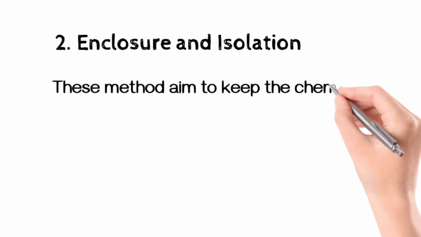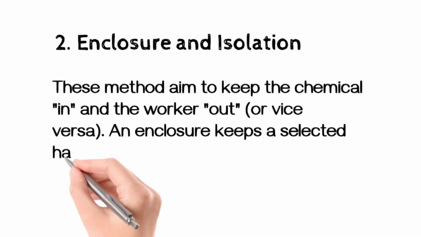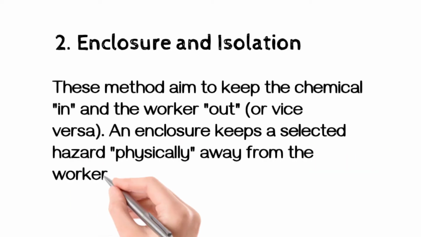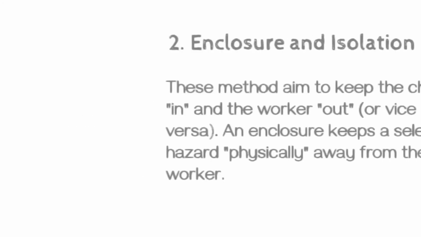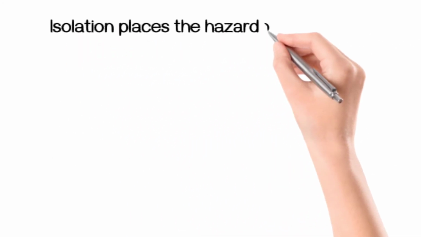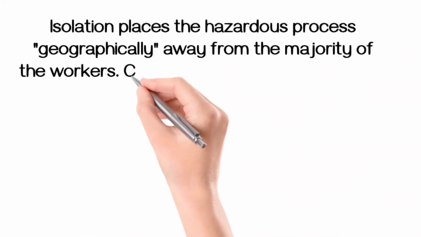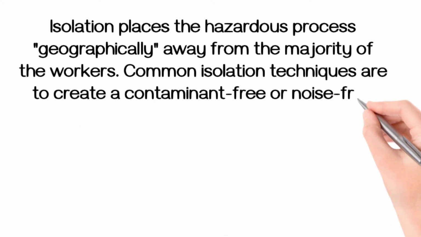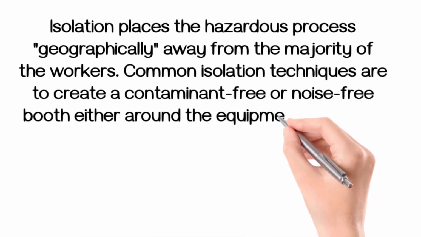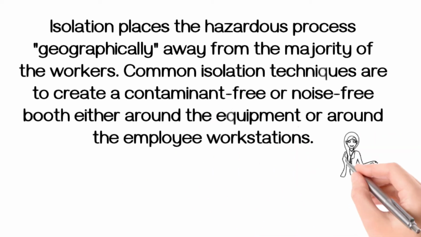Enclosure and isolation. This method aims to keep the chemical in and the worker out, or vice versa. An enclosure keeps a selected hazard physically away from the worker. Isolation places the hazardous process geographically away from the majority of the workers. Common isolation techniques are to create a contaminant-free or noise-free room, either around the equipment or around the employee workstations.